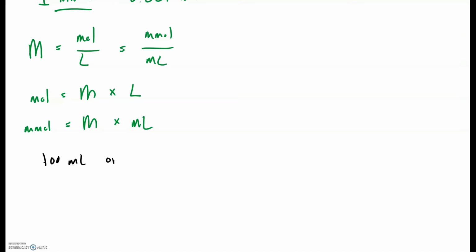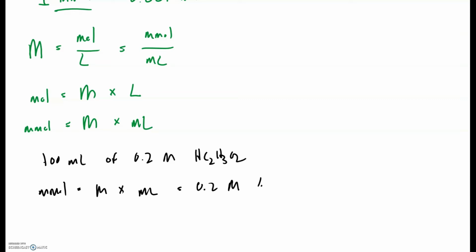100 milliliters of 0.2 molar acetic acid, HC2H3O2. According to this, millimoles is equal to molarity times milliliters, and this is equal to 0.2 molar times 100 milliliters equals 20 millimoles. Why are we doing this?